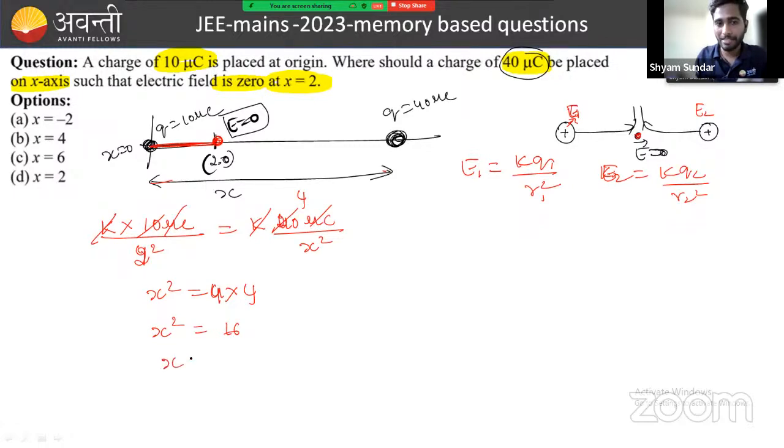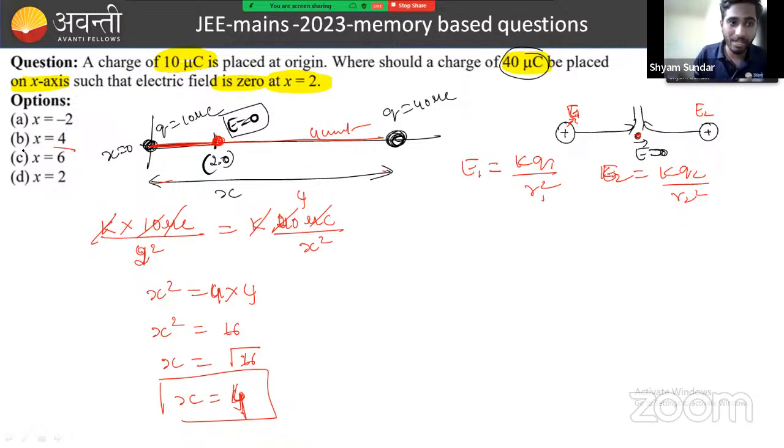Right now, x is equal to root 16, means the x value will become 4 units, right? X value here will become 4 units, means from this point it will be at a distance of 4 units. Total distance from the origin will be 6. Okay, they are asking from the origin, hence we have to select x is equal to 6.